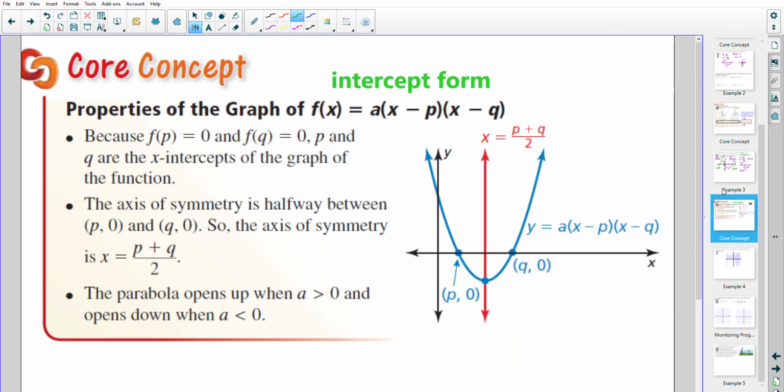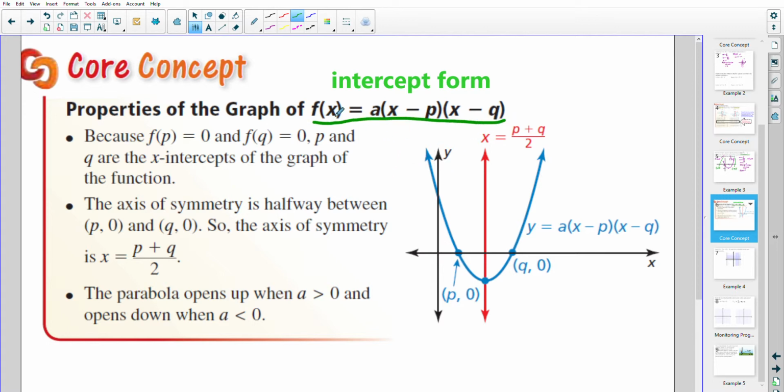In section 2.2, the second half, the equation for the quadratic can be in x-intercept form instead of standard form. And x-intercept form is in a form that looks like this.